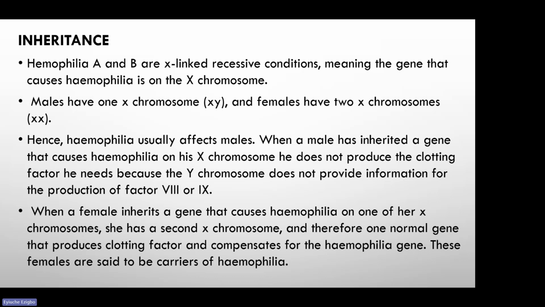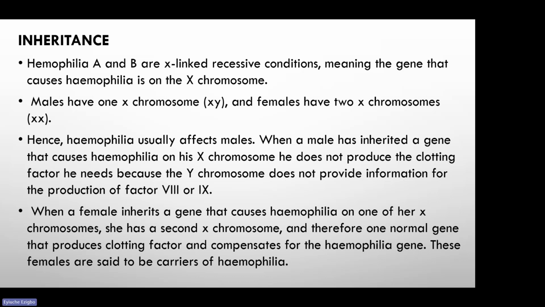So if he inherits an abnormal X chromosome, of course from the mother, because the X chromosome he has is definitely coming from the mother and not the father, he will definitely come down with hemophilia, because he will not be able to produce factor 8.